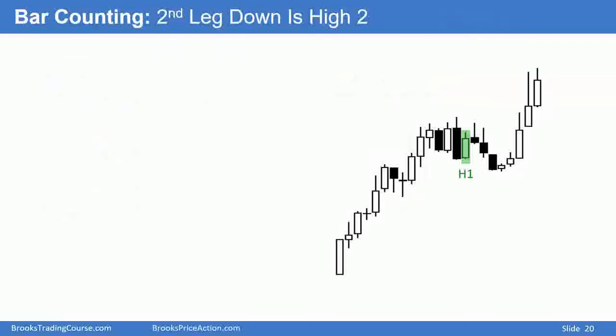You're looking for reasons to buy. You're in a bull trend with no credible top. So the first attempt to resume up makes this a high 1. Again, you could call it a high 2. Doesn't matter. You're looking for reasons to buy.